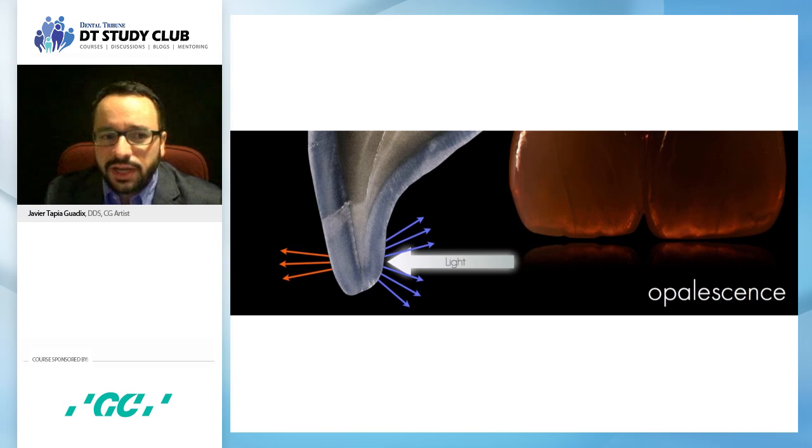However, when we put the light on the back, the opposite effect is visible. All the blue light is going to be scattered back to the palatal, so we will not see it. And the only light that will cross this volume of enamel and go out on the other side is the red color, orange color. So we will see this beautiful orange halo in the incisal edge. So this is natural opalescence.